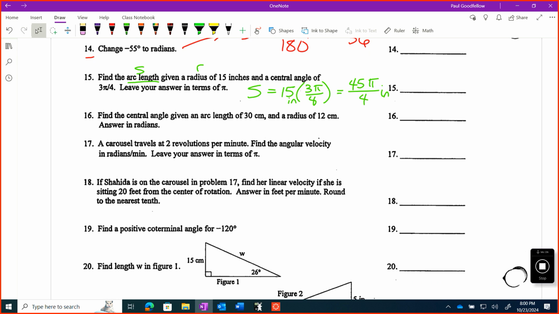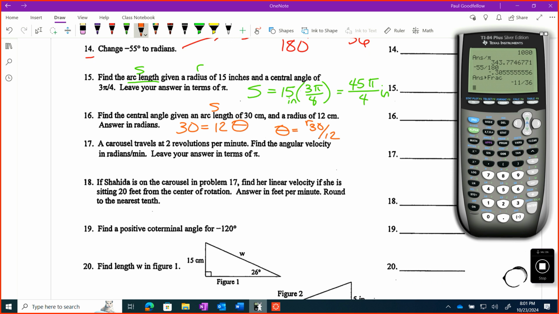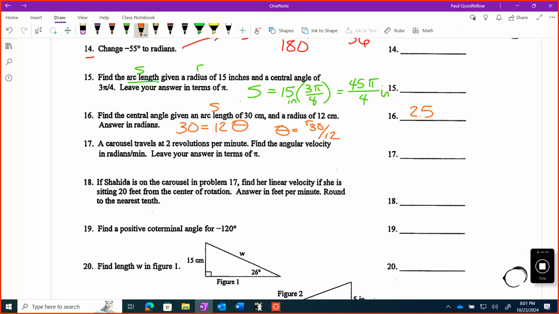Okay? Number 16, find the central angle. If the arc length, here we go again, arc length S is 30, the radius R is 20, find the answer in radians. 30 is equal to 12 times theta. Theta is just going to end up being 30 divided by 12. And that answer is going to be in radians. So that answer would be 30 divided by 12 would give you an answer of 2.5 radians. That's number 16. Okay? All right?